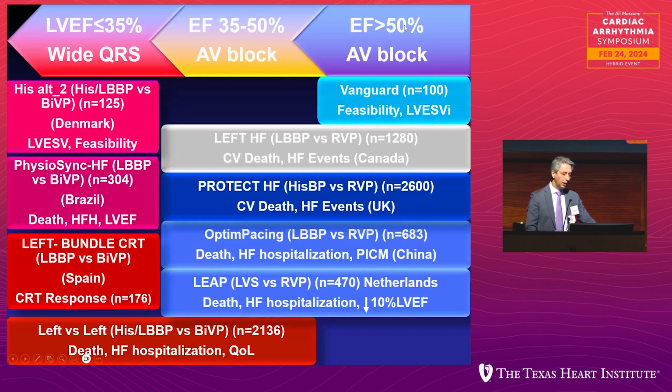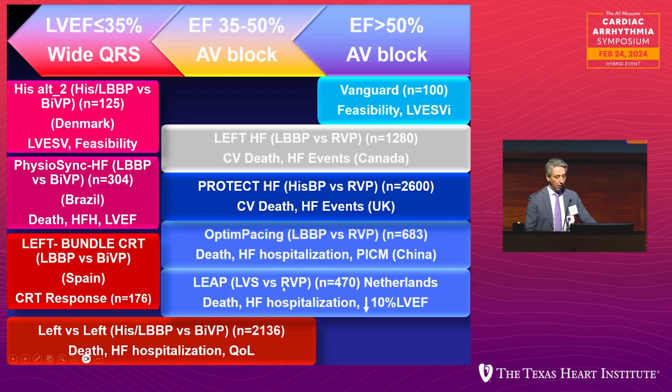For mid-range ejection fraction or normal ejection fraction with expected high RV pacing burden, in the Canadian trial, they had the feasibility phase. They already passed that, so they are now in the full scale trial. The largest trial is out of the UK, 2,600 patients. Optim pacing, it's ongoing. I think they passed over 300 implants. We are a center for that.